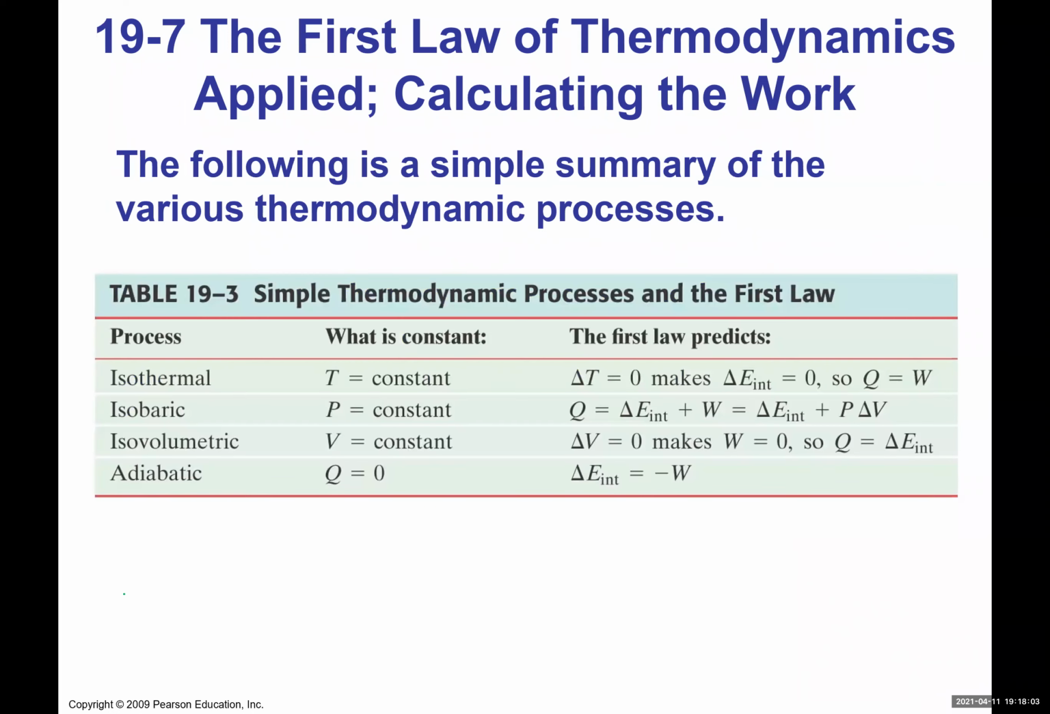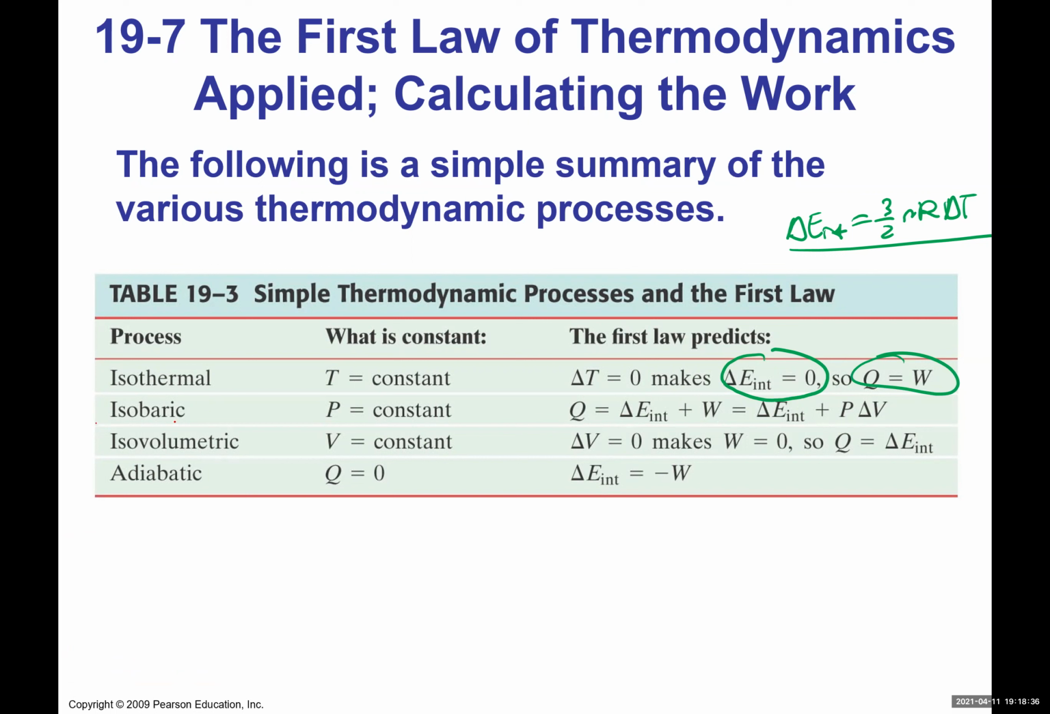Okay, to summarize everything. We have an isothermal process. Temperature remains constant. Delta T is zero, which makes the change in internal energy zero, because the change in internal energy is equal to 3/2 nR delta T, let me put it like that. And if delta T is zero, the change in internal energy is zero, which means Q is equal to the work done.